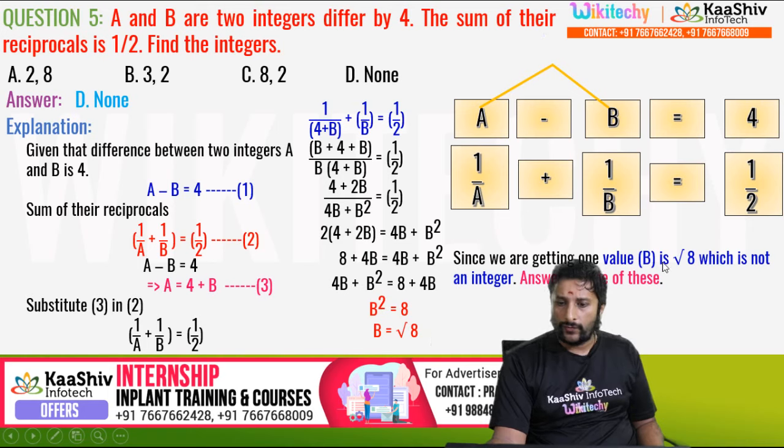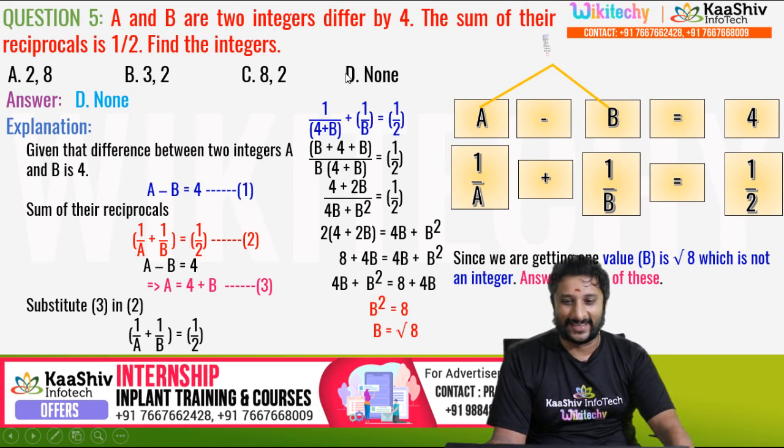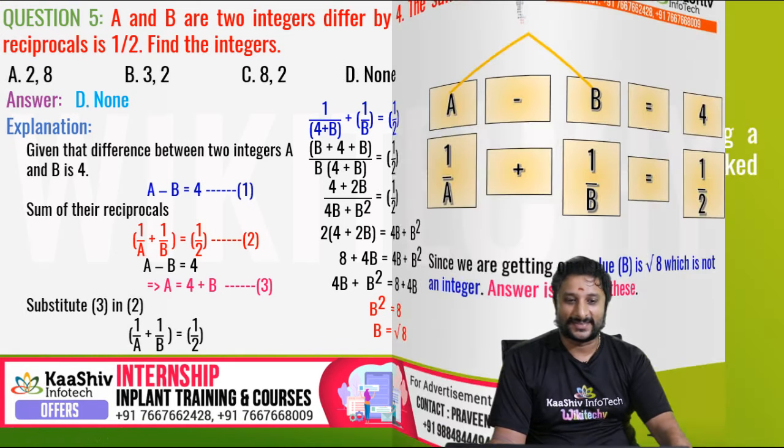Since we are getting one value, B is equal to root of 8, which is not an integer, the answer is none of these. The answer is none of these.